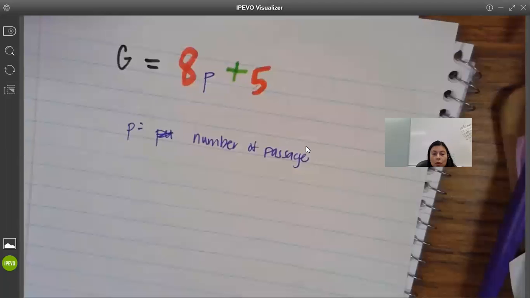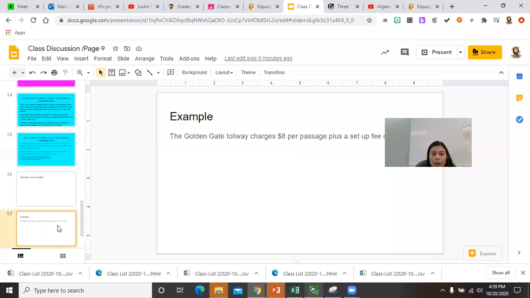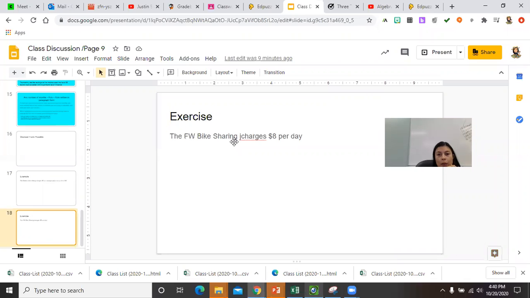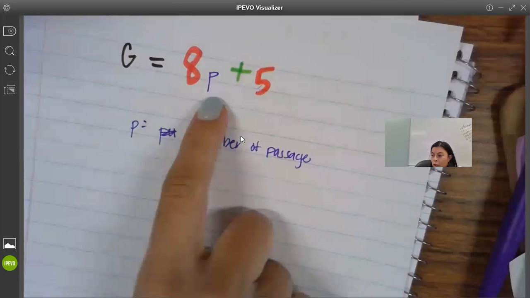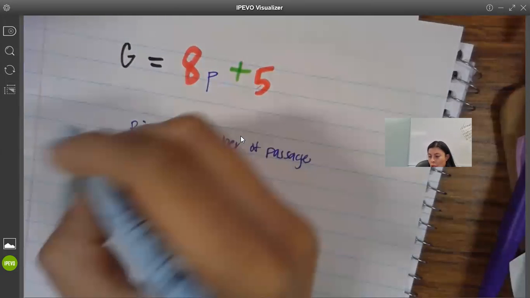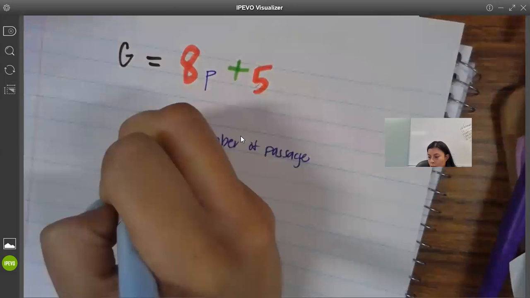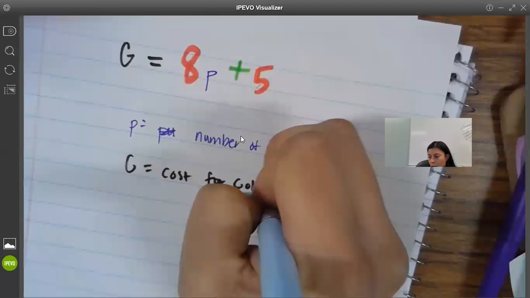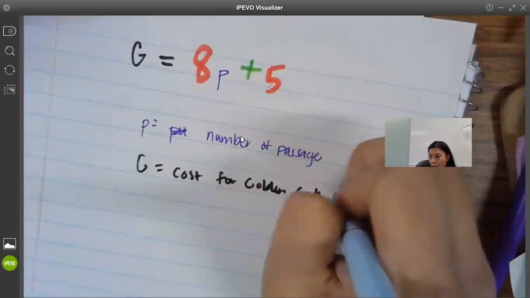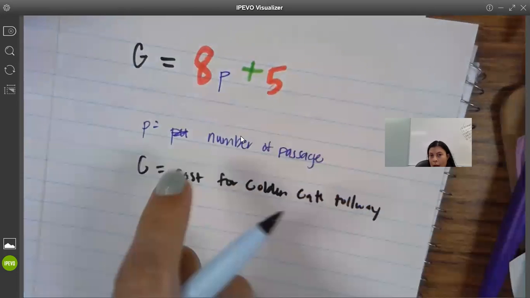So now I'm going to have you do one by yourself. This right here, I would like for you to write an equation for this one. What's really, really important, a couple things, is that you always tell us what the letters represent. It's really important that, notice here I didn't write NP, I'm just using one letter. And here I should have written G is the cost for Golden Gate Tollway. See how instead of writing all of this, I could just write the G.